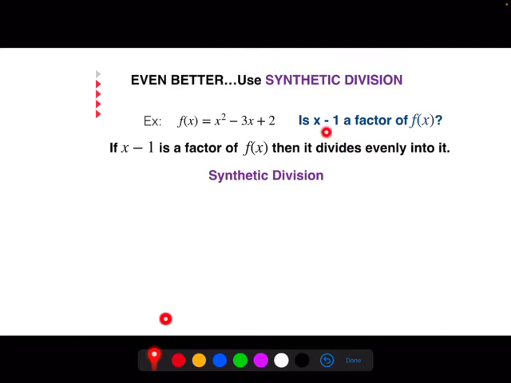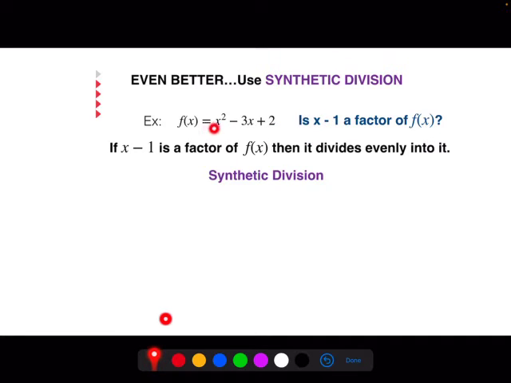Now be a little bit careful here. Remember, we always use the opposite sign of what's inside here. Since this is an x minus 1, we're looking for the f of 1. That was our first method. Or if we do synthetic division, we put a 1 in the box. All right, so let's do synthetic division and divide x squared minus 3x plus 2 by x minus 1.